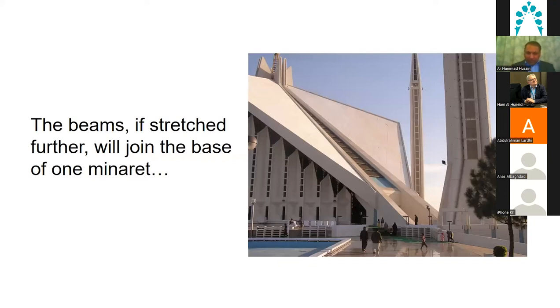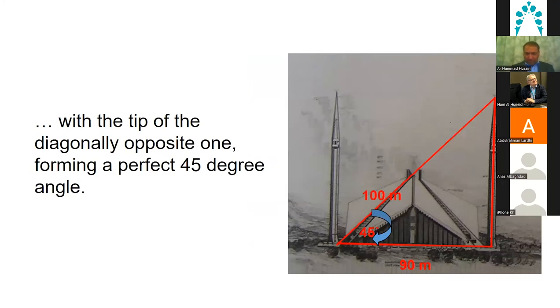Now there's a little bit of geometry here also. These beams are at an angle of 45 degrees from the base. So if we stretch these beams and take them farther away, next please. Those beams will go and touch the top of the opposite minaret, forming an exact 45 degrees angle. I think there's a misprint in the slide.